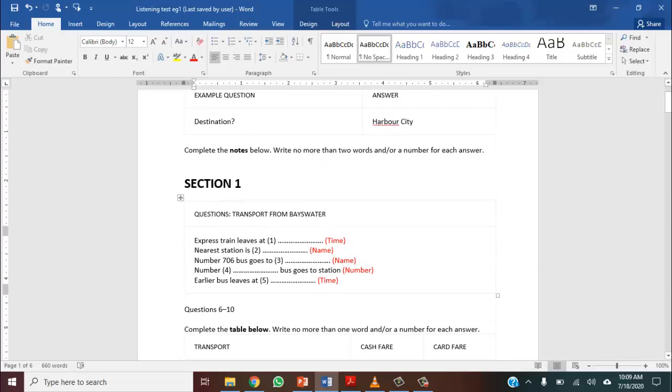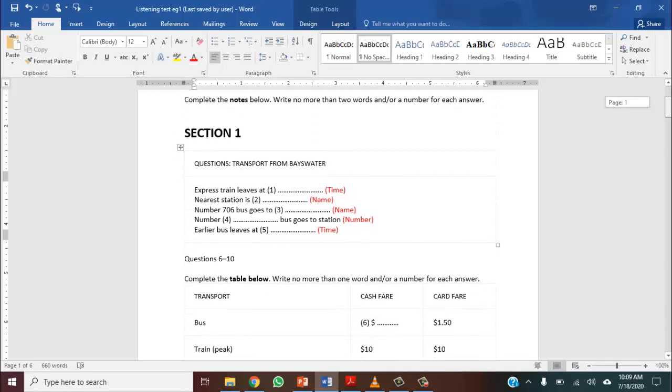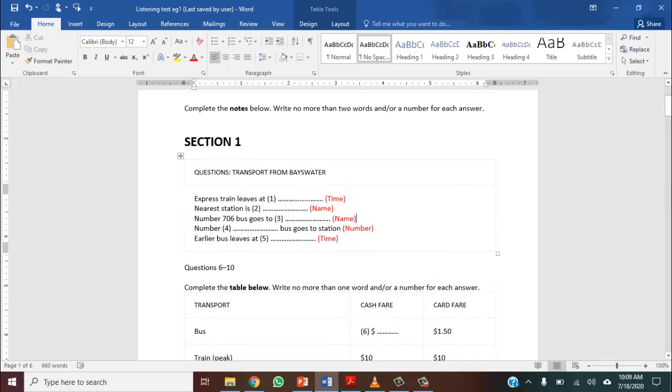So here I have included some questions from the Cambridge website and we will walk through some of these questions. Here you can see that this is section 1 and questions 1 to 5 are actually note completion. Here you have some time to look at questions 1 to 5. In each question, we would like to predict the answer and we would like to highlight the keywords.